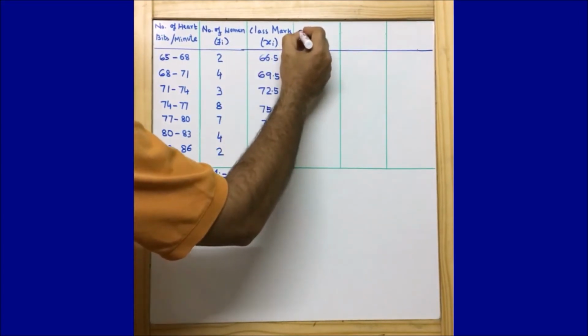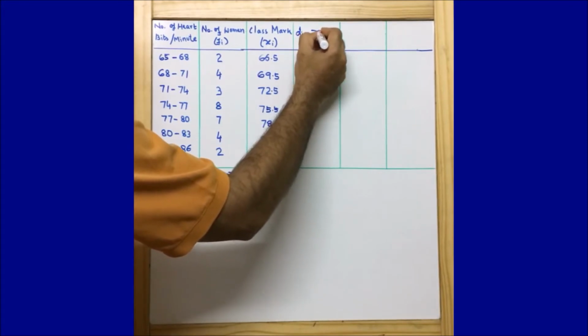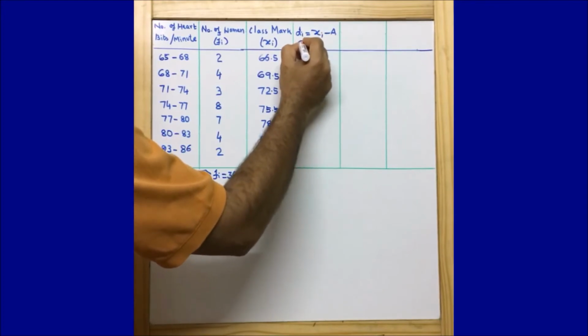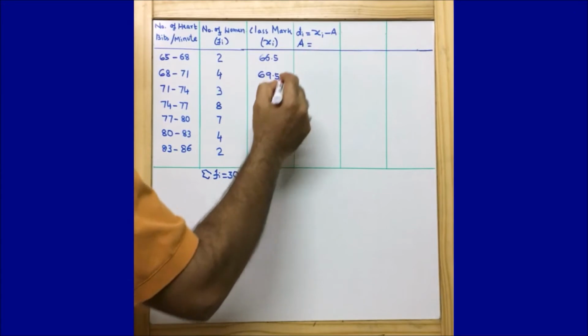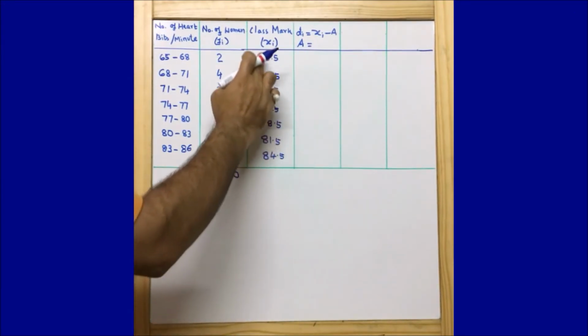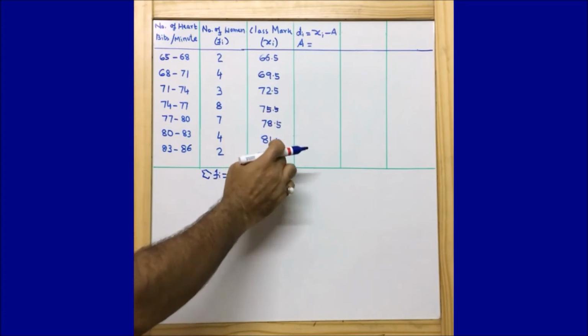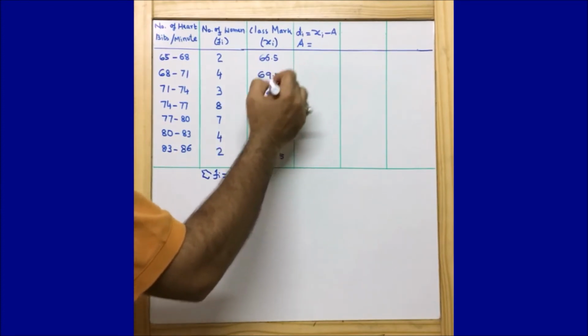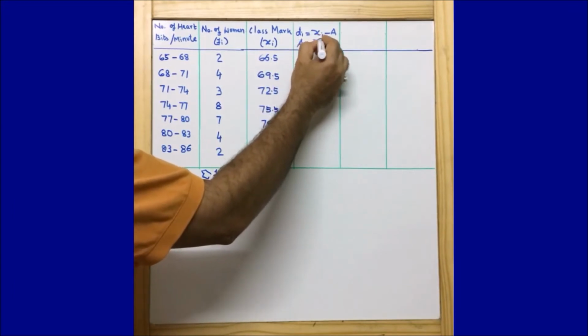So I can write di is equal to xi minus a. Here what we are going to consider, a is equal to, it is always better to take a at the center of the points, like 1, 2, 3, 4, 5, 6, 7. If we take the center, then mostly it will be easy. So let us take the assumed mean as 75.5.